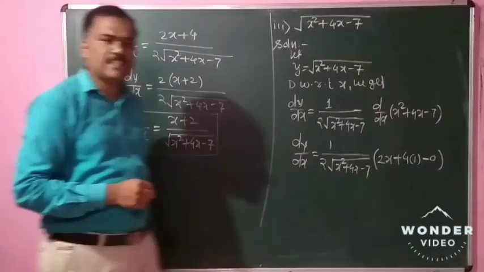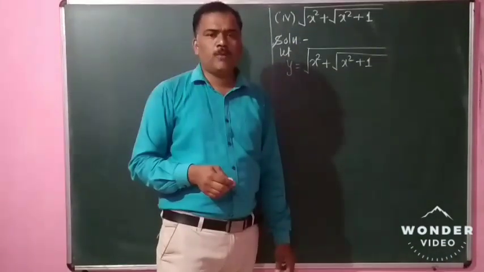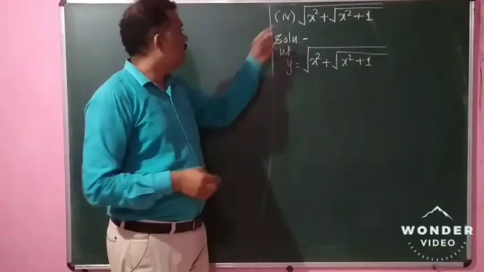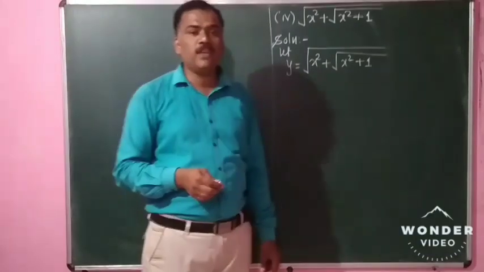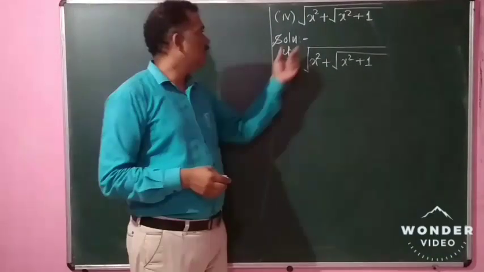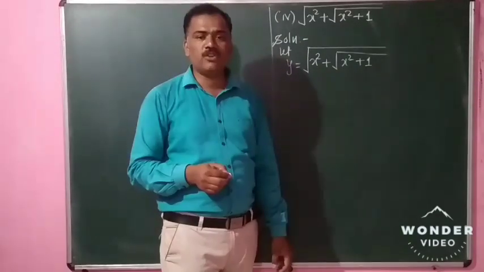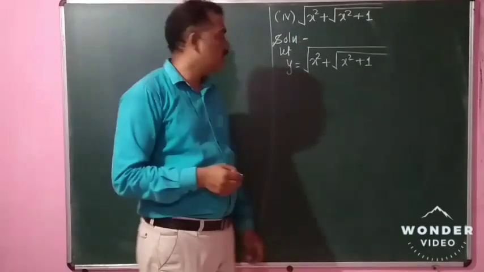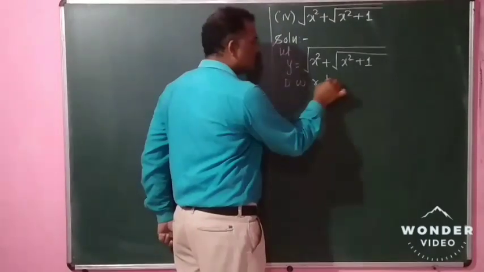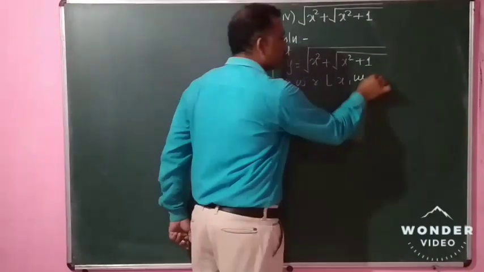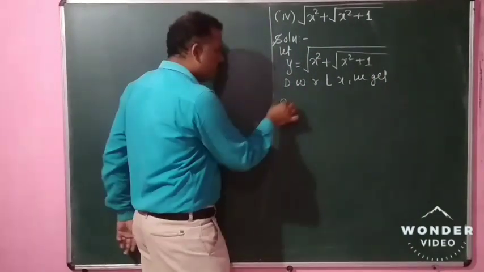We have to discuss the next example. Fourth example, under square root of x square plus under square root of x square plus 1. Solution. Let y is equal to under square root of x square plus under square root of x square plus 1. Okay, we have to differentiate with respect to x. We get differentiation of y with respect to x, dy by dx.